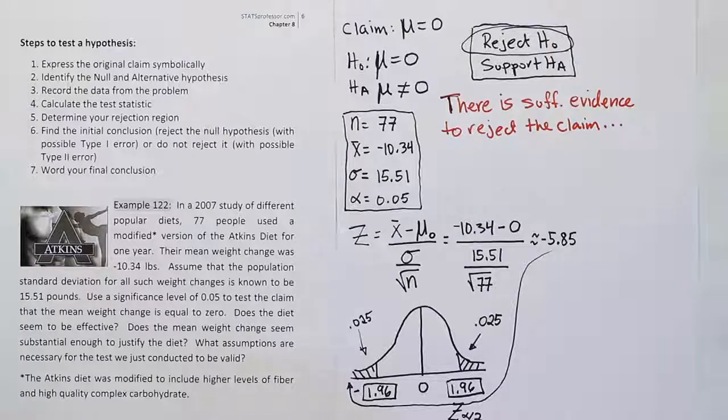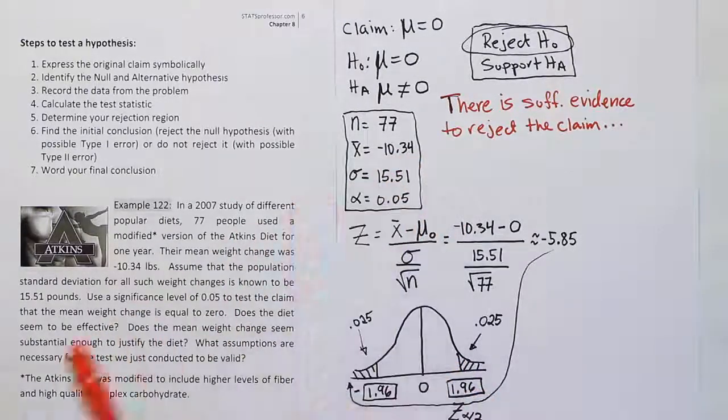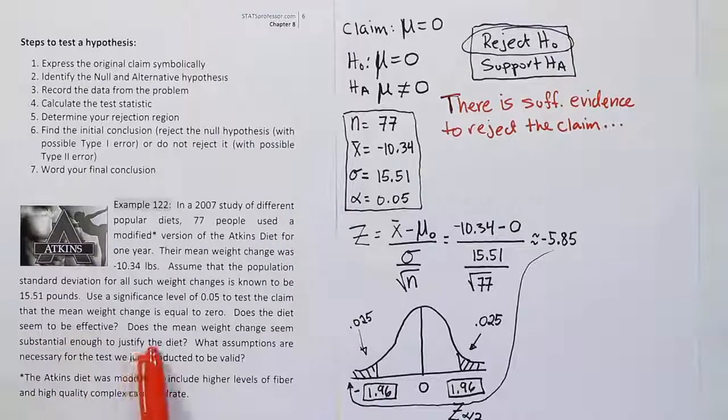All right, so let's now quickly answer these last questions. It says, does the diet seem to be effective? Well, statistically speaking, it is effective, meaning that the weight change that occurred here was due to the diet. That's what we can say with statistics. But however, we cannot necessarily answer this with statistics. It says, does the mean weight change seem substantial enough to justify the diet?